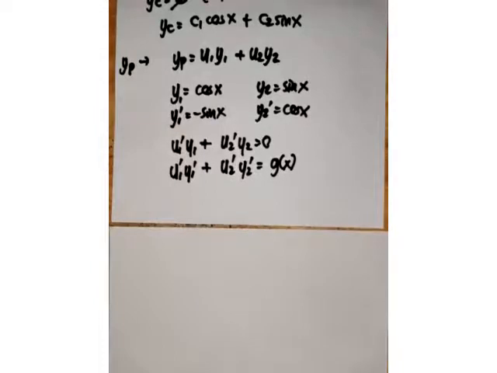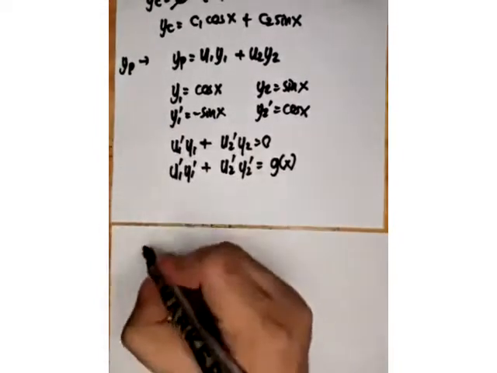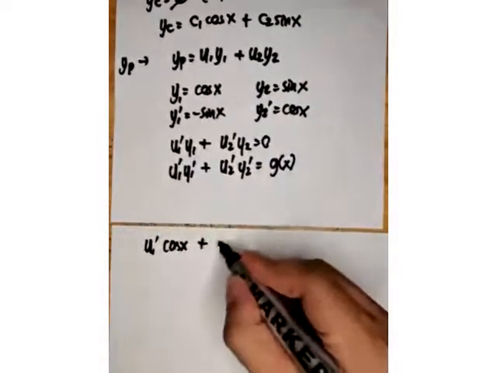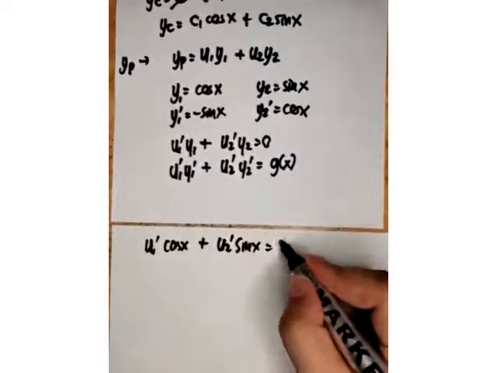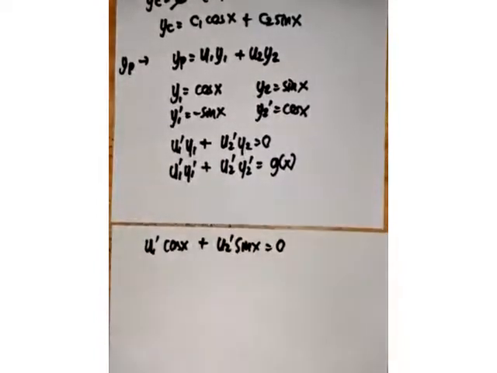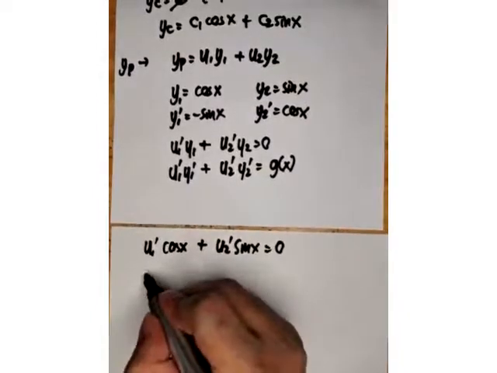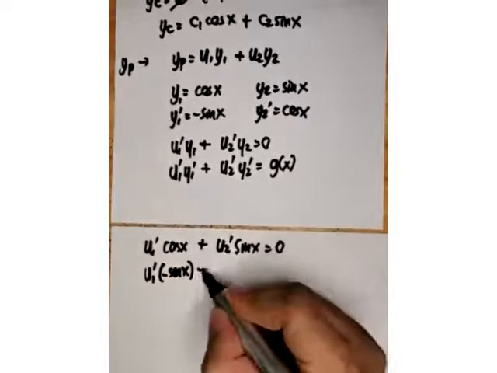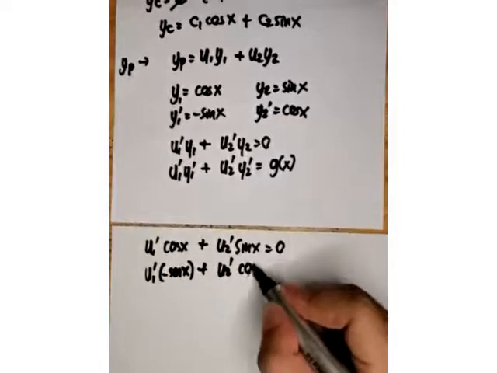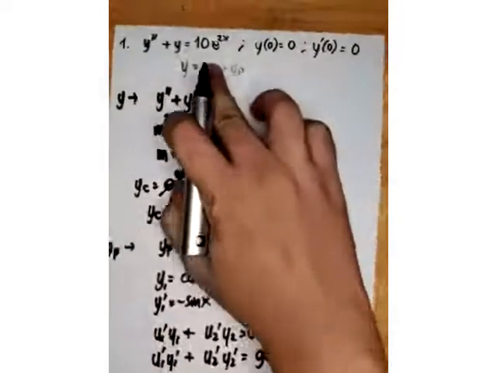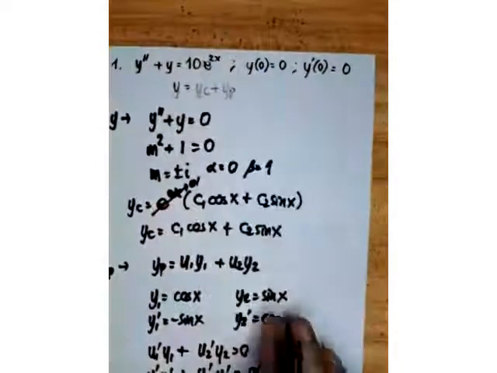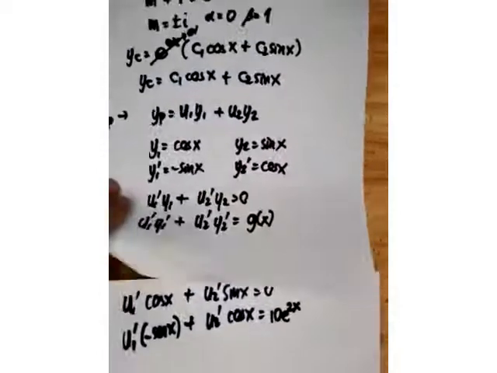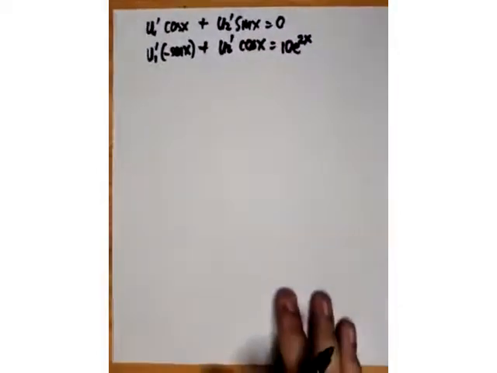Okay, so let's substitute what we have in this system of equations. So u1 prime we'll just copy, and then y1 is cosine x, plus u2 prime sine x is equal to 0. And u1 prime times negative sine x plus u2 prime cosine x is equal to, our g of x is 10 times e raised to 2x.